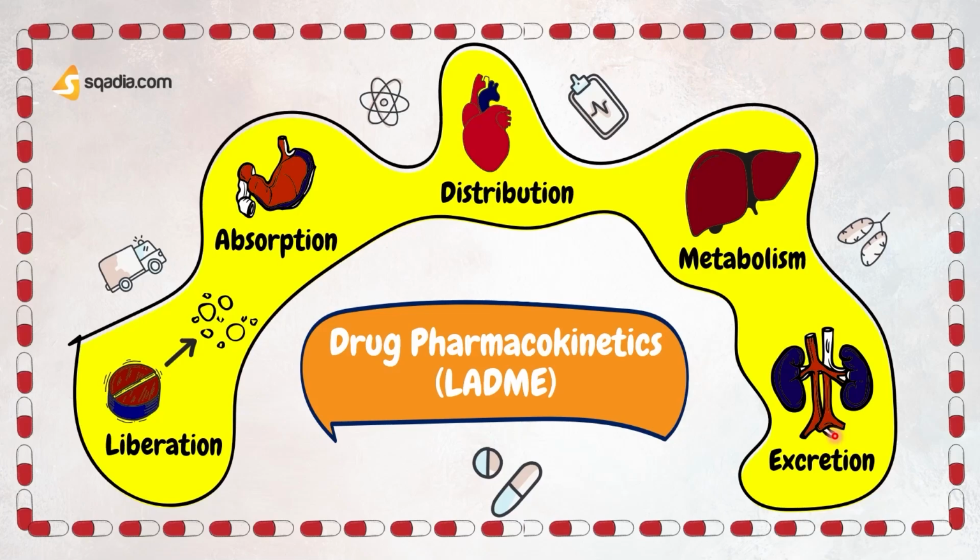Now this stage refers to the elimination of the drug. Now the drug has shown its effects and it is now getting excreted from the body through the kidney or the liver. The rate and extent of excretion can be influenced by various factors such as the drug's chemical properties, the functioning of the organs responsible for elimination, and the presence of other substances that may compete for elimination pathways.